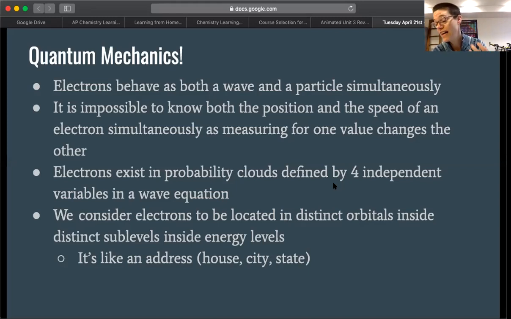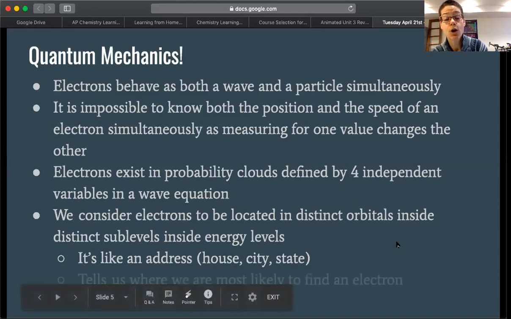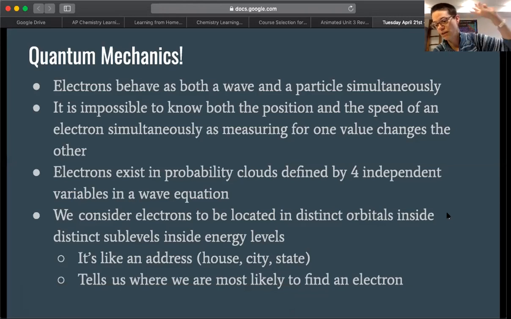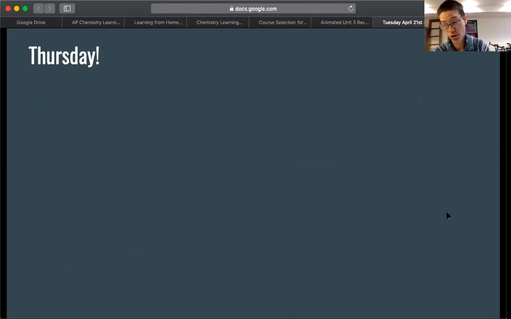So just like you have an address that writes down your house number, your city, your state, all that sort of stuff, and it identifies where you are, we can write an address for an electron that allows us to say where we should be able to find an electron most of the time. And it's going to be an energy level, a sublevel, and an orbital. So that's what all of that weird code in section 5.4 is talking about, its location. So that's where we're going on Thursday.